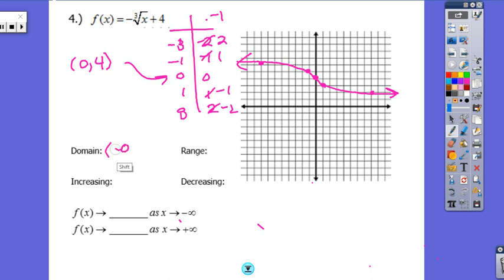Alright, domain and range are all reals. This time we're entirely decreasing, so there's none for the increasing, and decreasing on the entire interval from positive to negative infinity. And as x approaches negative infinity, my y is actually getting bigger. And as x approaches positive infinity, my y is getting smaller.